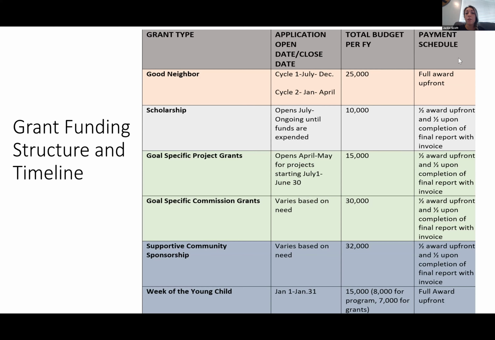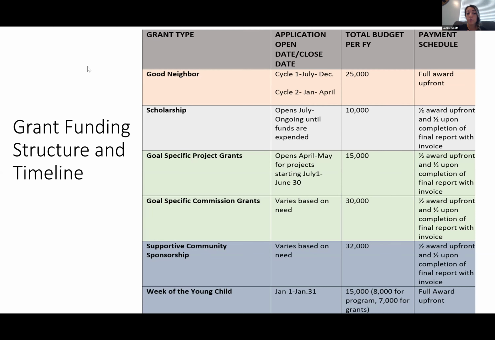And with Good Neighbor Grants, if you apply for a Good Neighbor Grant, you're going to get all of that money up front. Some of the other grants aren't that way. Our scholarships open in July and go until funds are expended, and you're going to get half of that award up front and half upon completion. The idea is you get half up front and then half at the end once you submit that final report. So we see that you've completed your project, you receive the training, and then we're going to give you that second half of the money when you submit your final report.